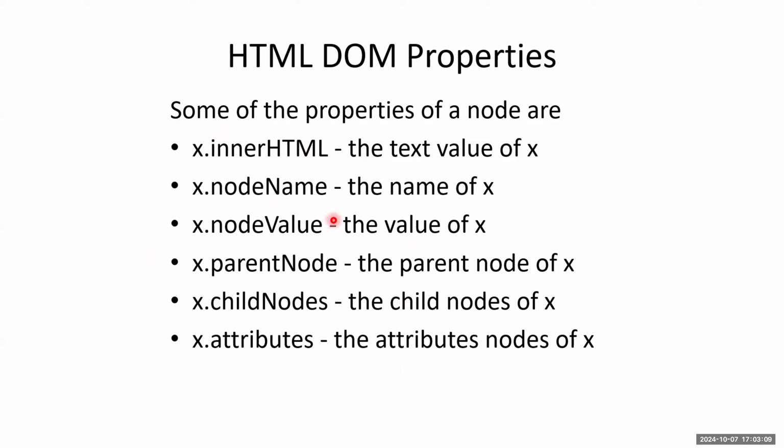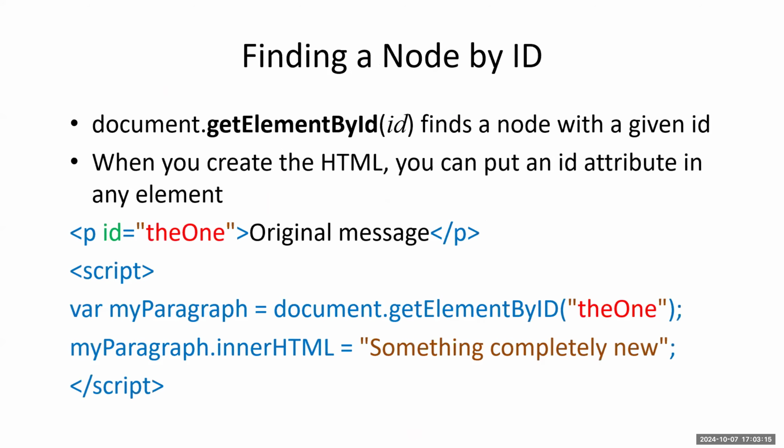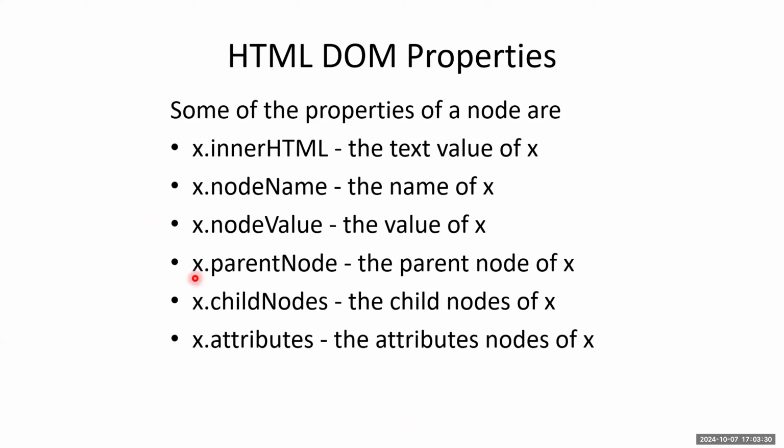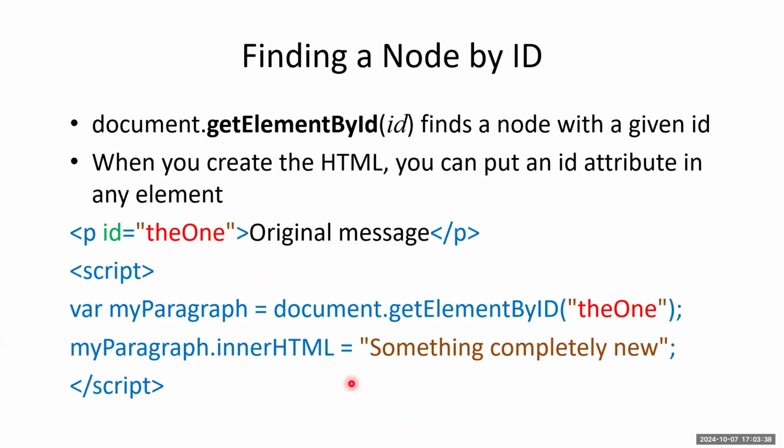Node name, what's the name of this node? What's the value? What is its parent? Because things have, again, there's a hierarchy. You can go, oh, this is, say, a paragraph, and this paragraph is inside this division. You can find out the parent and what the child nodes are, it can go both ways, and attributes, what attributes the element has. So all sorts of things you can find out.